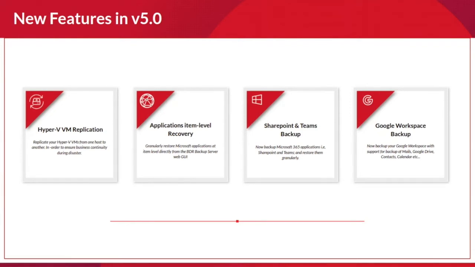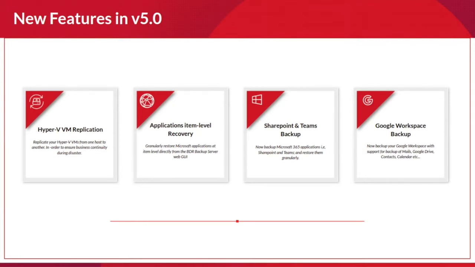So the next one is application item level recovery. Previously, in the older versions of Vembu, you also had this application item level recovery, but it required a separate installation. You needed to install the Vembu granular recovery tool, mount it, browse the data from this granular universal recovery tool, and then perform the application item level recovery.